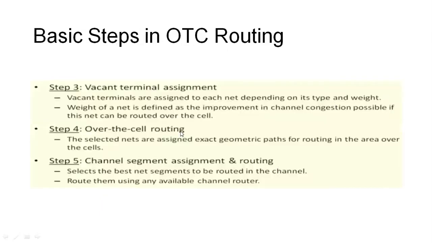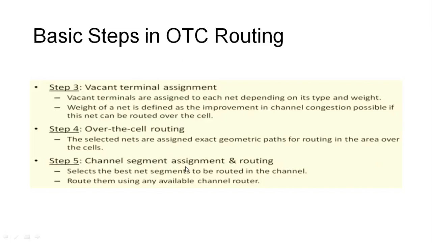After this, the selected cells are assigned exact geometric paths for routing in the area over the cells. This is called over the cell routing. So step 4 says that you do the over the cell routing after you identify the vacant terminals. And in the final step, you select which net segments can be routed in the channel, and which net segments can be routed over the channel. This is very important.